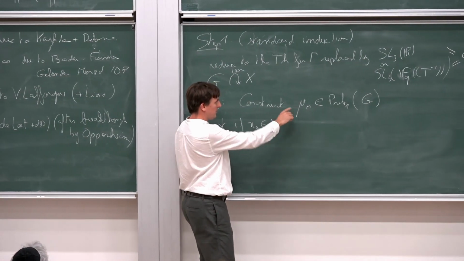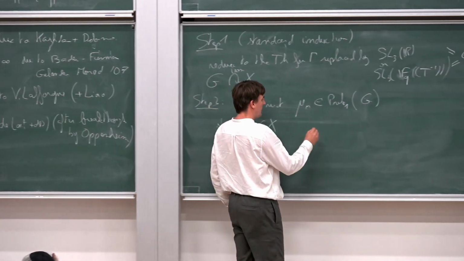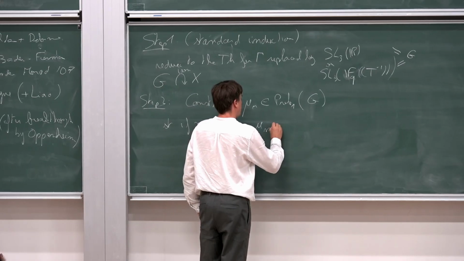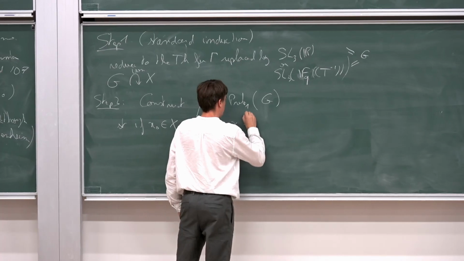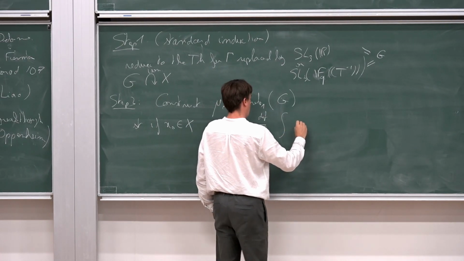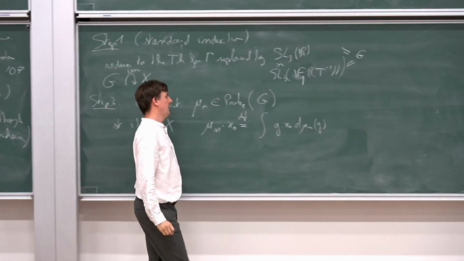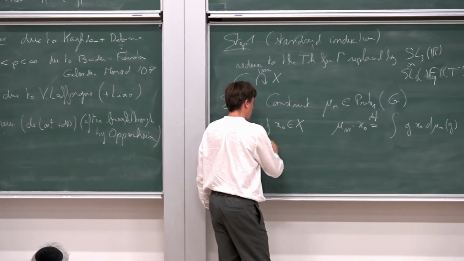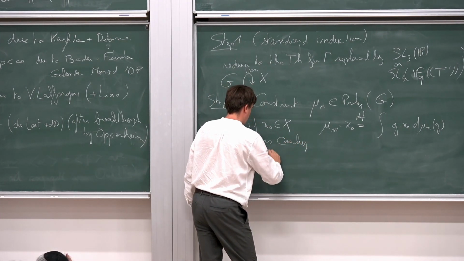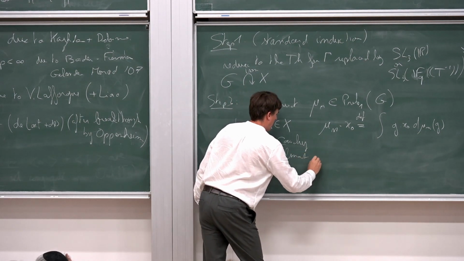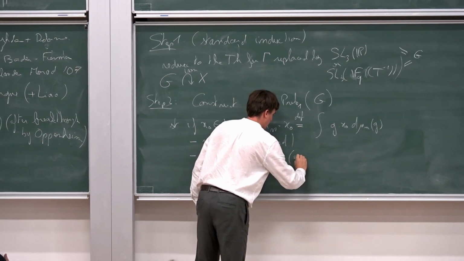So the goal will be to construct a sequence of probability measures, so that if I start with any point and I average with respect to this probability measure, so if I denote μn dot x0, this is by definition a notation that I will use a lot, the integral of g x0 dμn of g, then we have that this sequence is Cauchy, and is almost G invariant. So the first part will be hard and the second part will be easy.